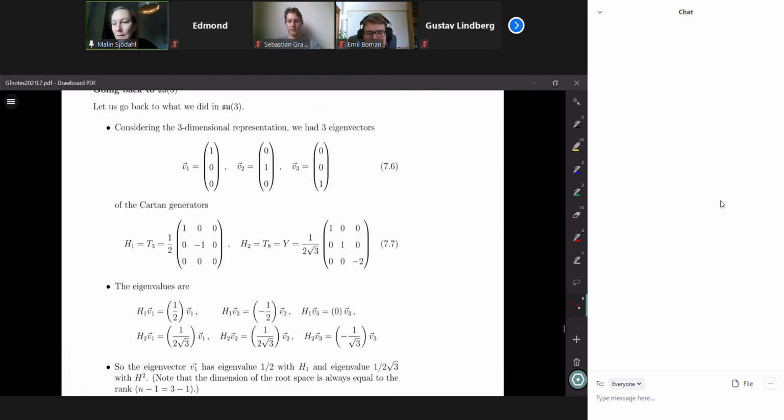And now it's very easy to see that these vectors are eigenvectors of these diagonal operators with eigenvalues, for example, 1/2 coming from here.